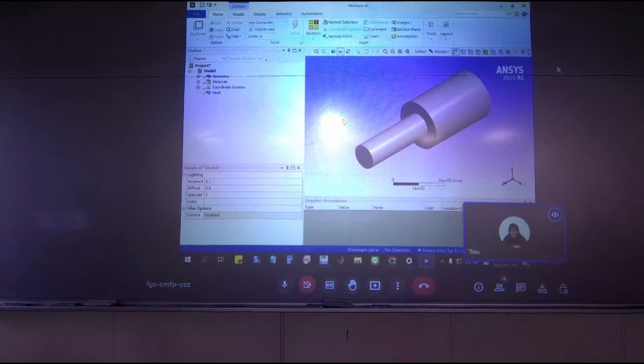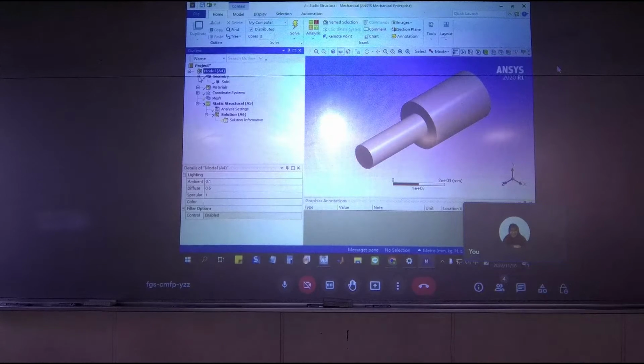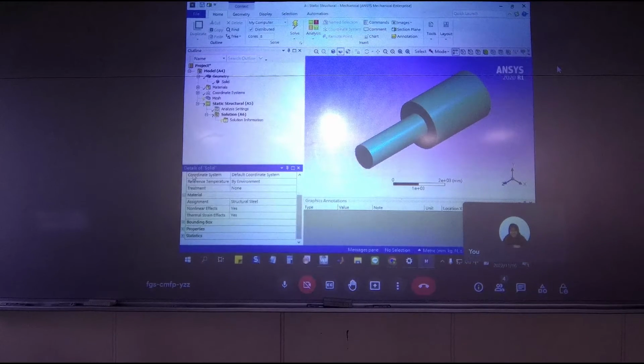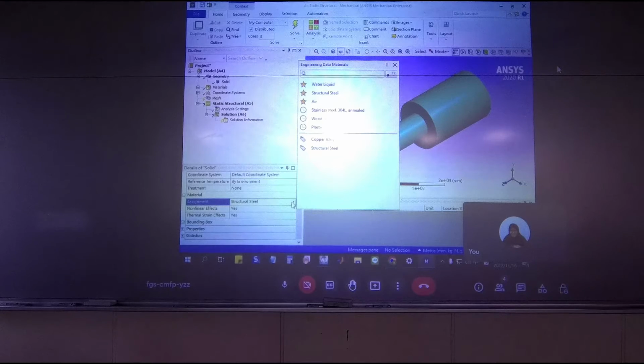So what do we do? In here we can open the geometry, and here is a solid. Okay. And go down to the detail. Here is the material. We can choose it to change it to copper alloy. Okay, good.